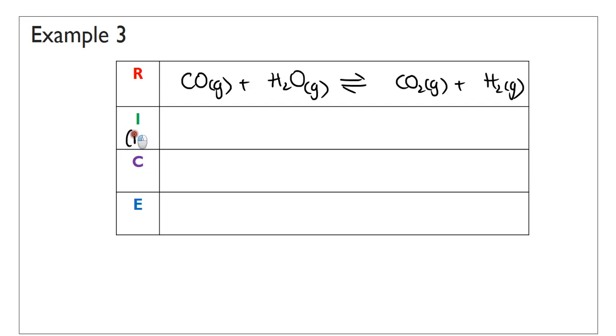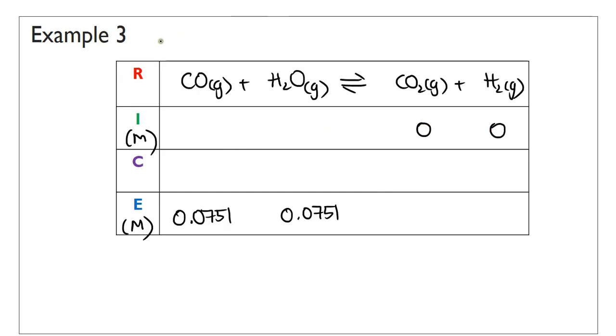So I'm going to use concentration in my rice box. It doesn't matter whether you use number of moles or concentration. You just have to use the same amount. So 0.0751 for both of them. And you do know that your starting point, you don't have any products at the start. You don't know what these are and you have to find them.